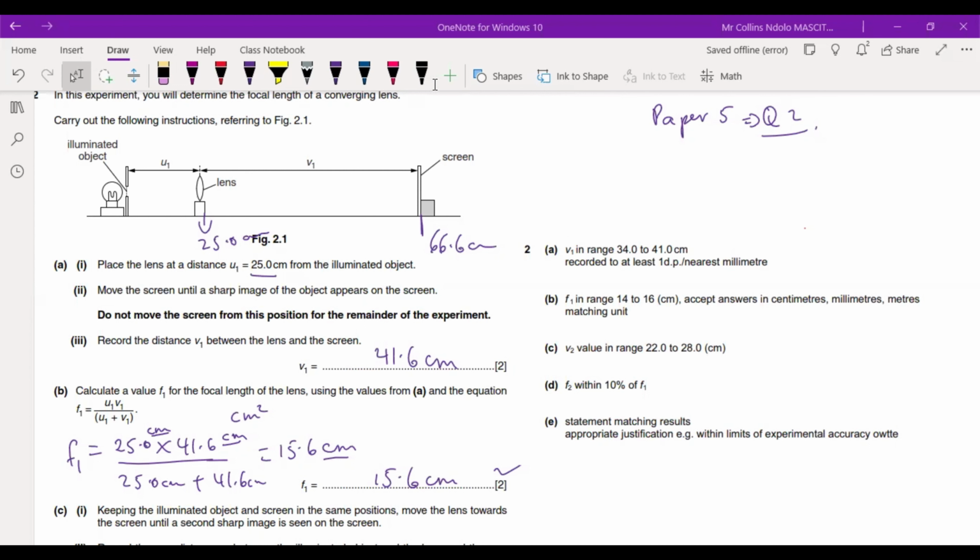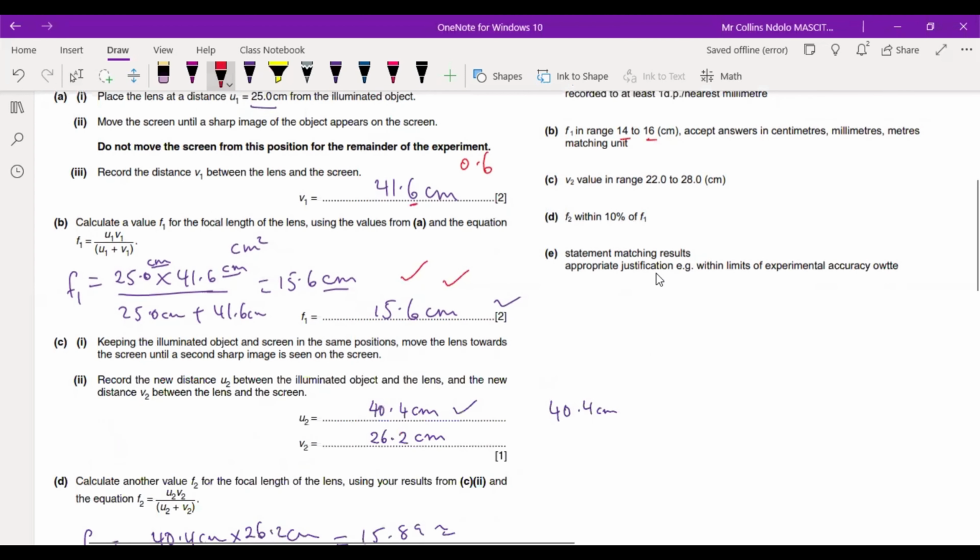According to the guideline or marking scheme, we are advised that V1 should be between 34 and 41.0 centimeter. Ours has passed by 0.6 centimeter, so we may get one mark for that. For part B, we expect the value of F1 to be between 14 and 16. When I did my calculations, I think that is a full mark, so it's within the range. Then V2 is expected to be between 22 and 28.0 centimeter, and you can confirm that that is true.